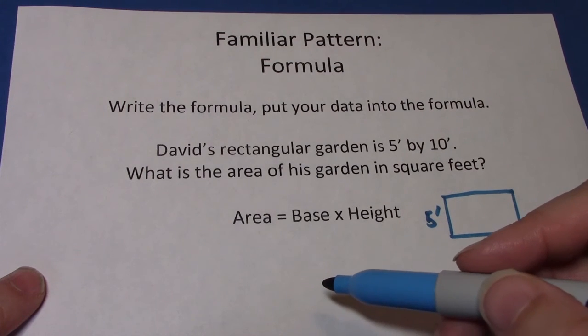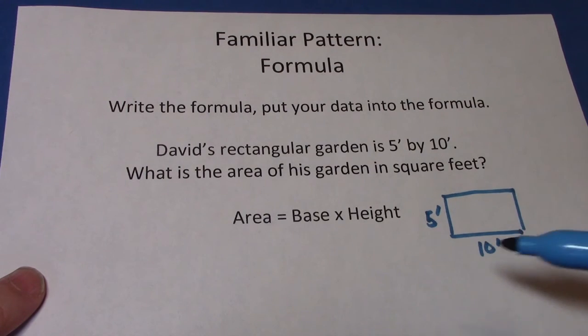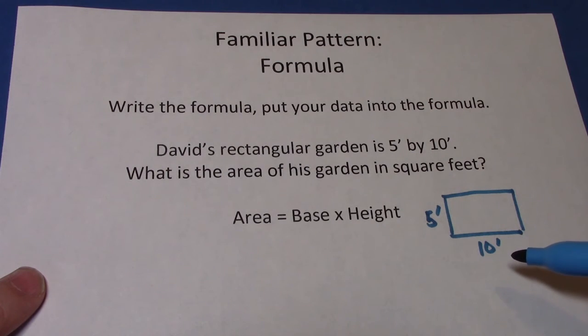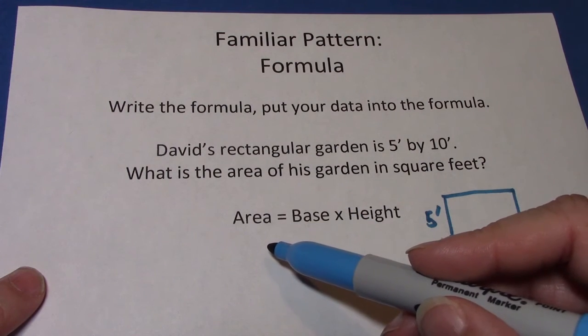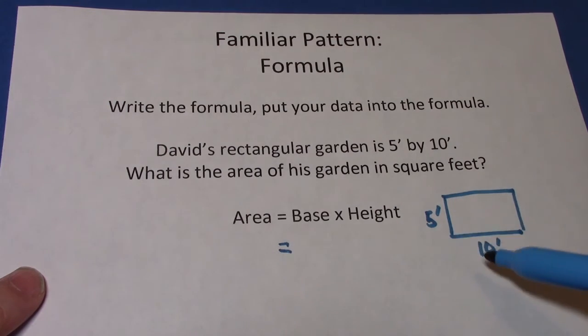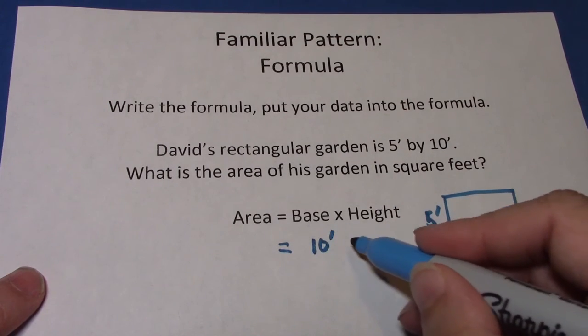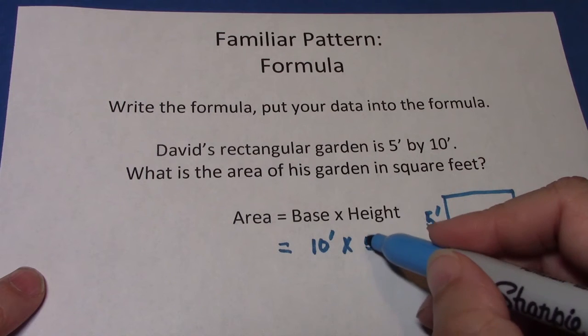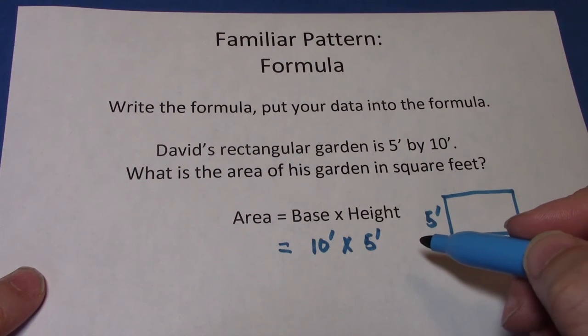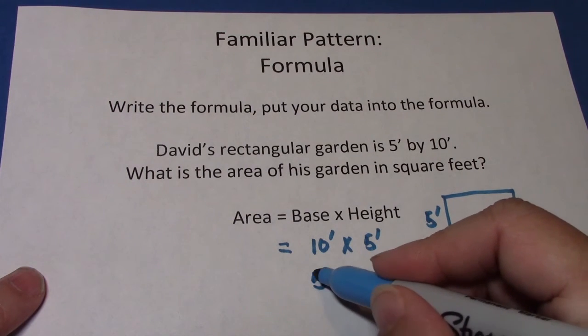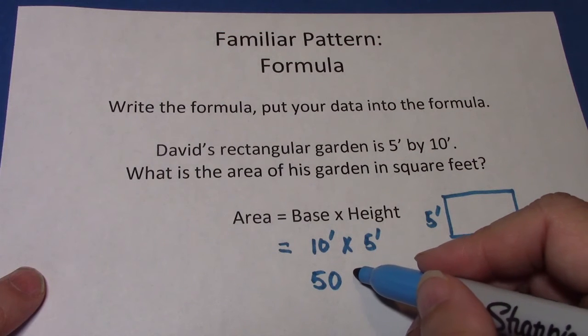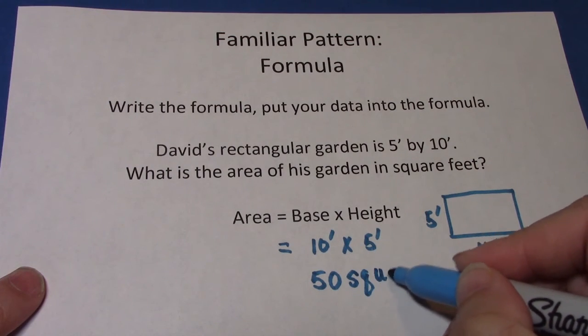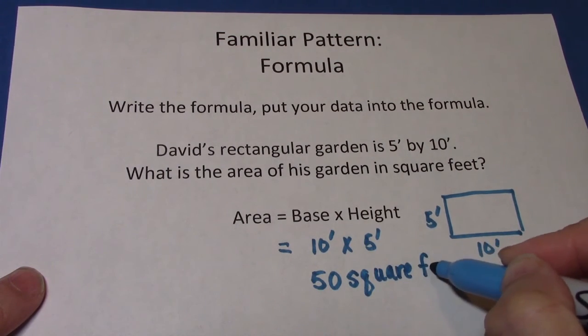So first we've written the formula. Next we need to organize the data that we're given and substitute it into this formula. In this case, area, that's what we're looking for, equals the base, 10 feet, by the height, 5 feet. So the area equals 50, and it would be square feet.